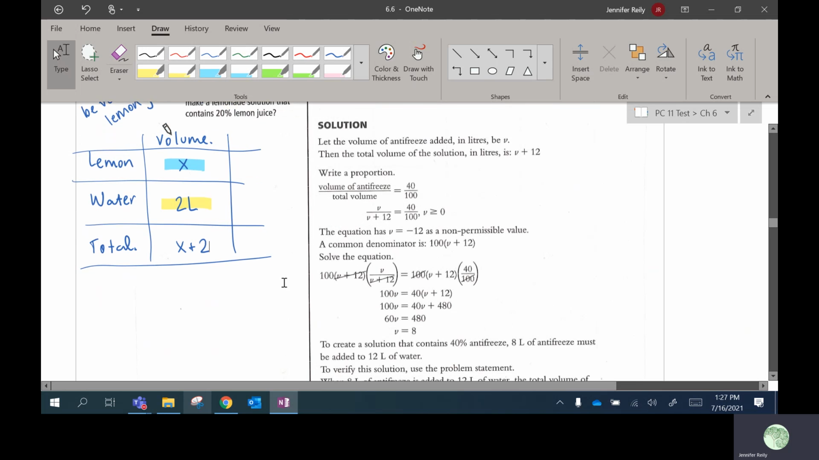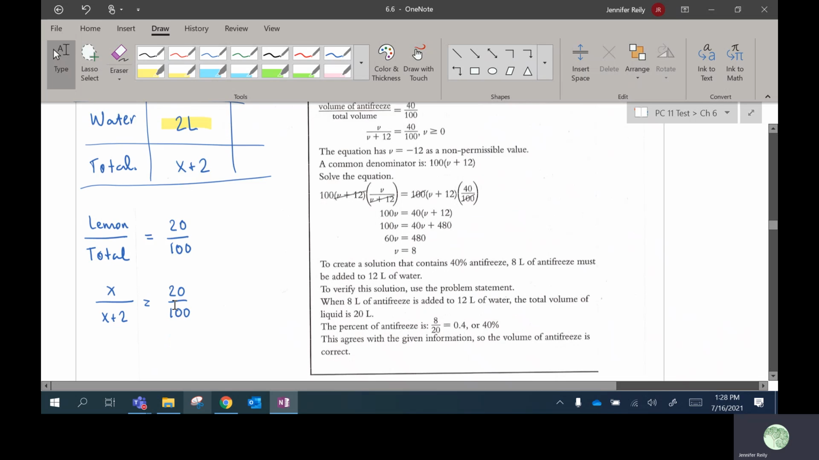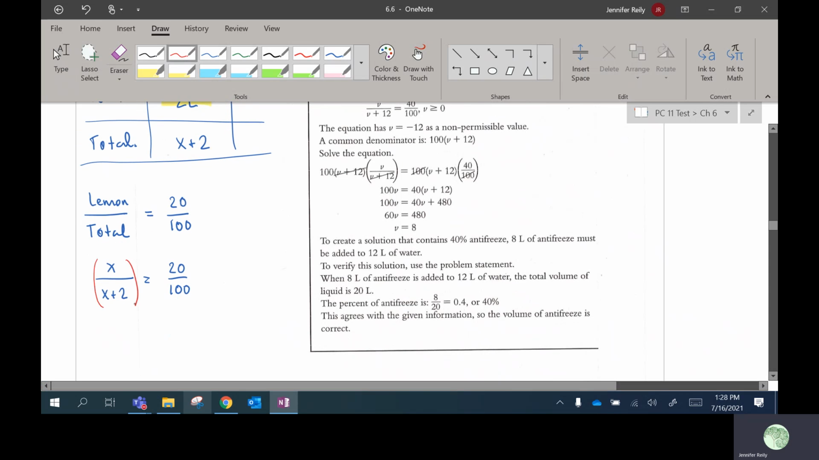Now, what I want to make sure of is that we have 20% lemon juice. So 20%, remember, is 20 over 100. So when I divide the lemon divided by the total, I should have 0.2 or 20 over 100. So let's write that down. Lemon was X, total was X plus 2, and this should equal 20 over 100. There we go. There's our equation, and we can solve it. Okay, so we multiply by any common factors in the denominators. So 100 and X plus 2.